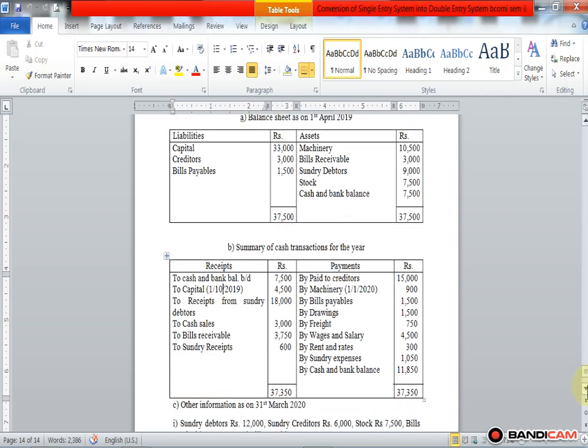Next, part B is given here, that is the summary of cash transactions for the year. First I read the receipt side: to cash and bank balance brought down. Here see the opening statement of affairs. The opening cash is brought forward in the cash account on the debit side. So opening cash is rupees 7,500.